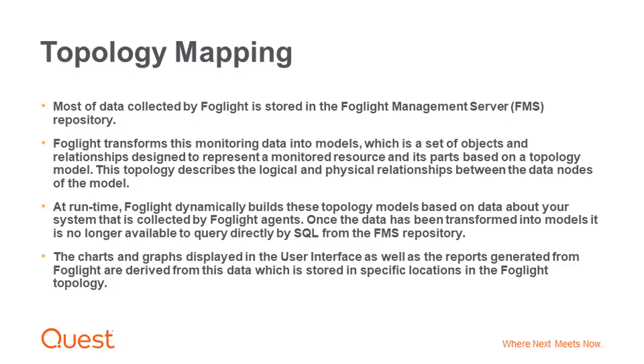Once the data has been transformed into models, it is no longer available to query directly by SQL from the FMS repository. The charts and graphs displayed in the user interface, as well as reports generated from Foglight, are derived from this data, which is stored in specific locations in the Foglight topology.